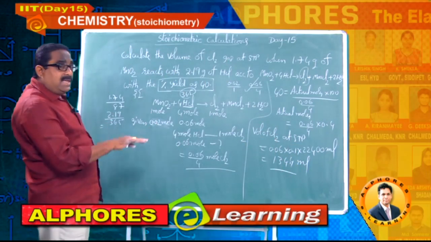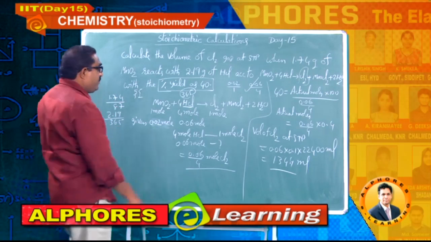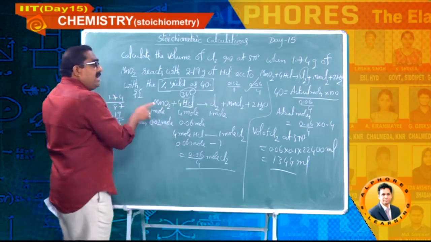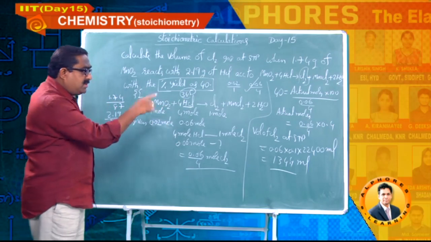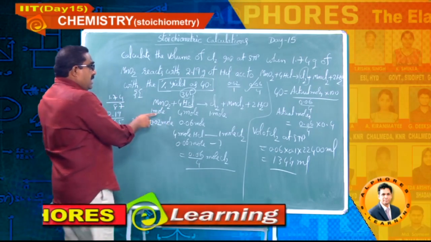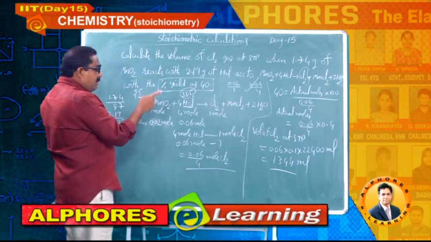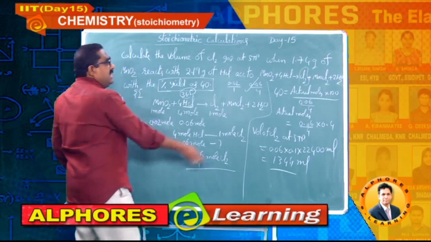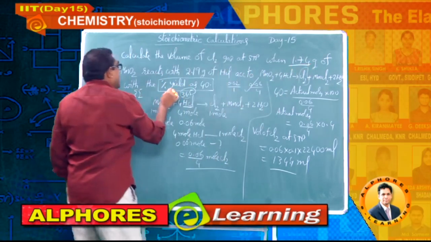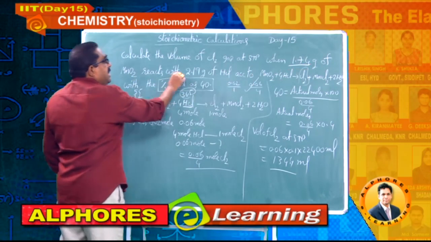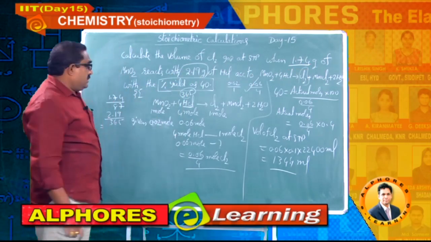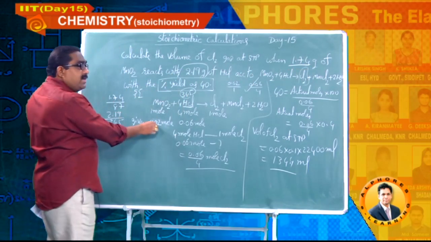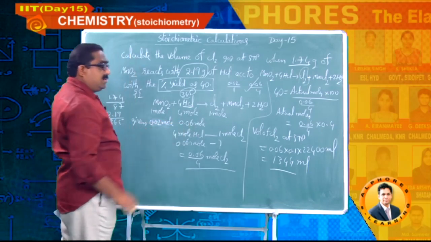Once again I will repeat the explanation for this question, students. This is the balanced chemical equation given to us. Meanwhile, please note it down. And I have calculated corresponding moles involved by taking the respective masses of the substances given in the question. 87, so it is 0.02 moles, it is 0.06 moles.